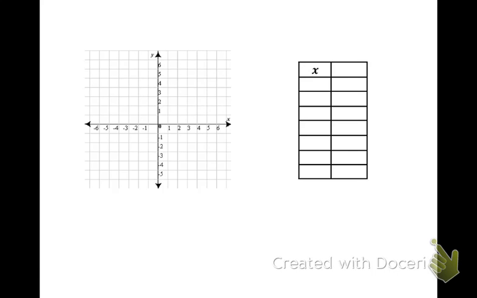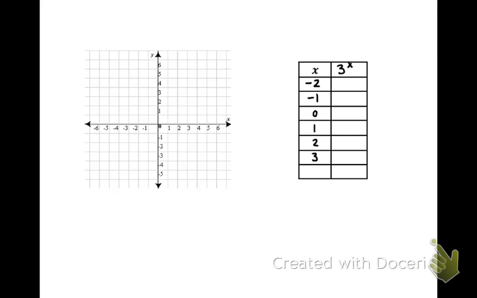In this video I'm going to show how to graph an exponential function by hand. The function I'm going to graph is 3 to the power of x. So we start by making a table of values. We start with a really small number, -2. We'll go all the way up to 3.